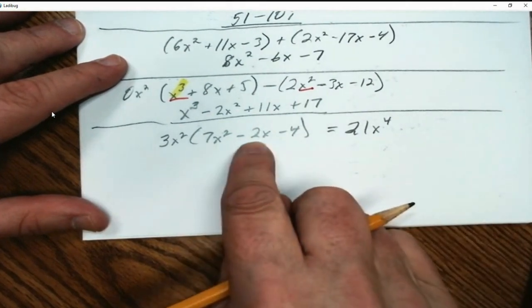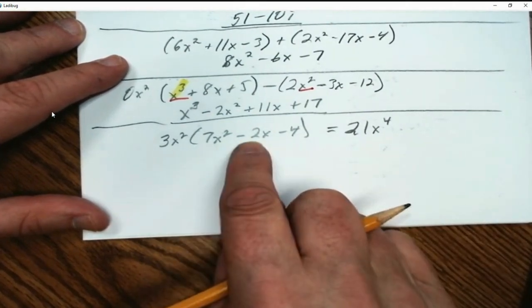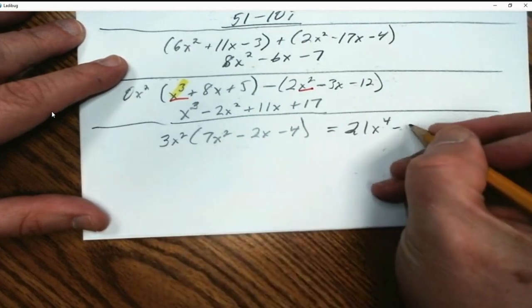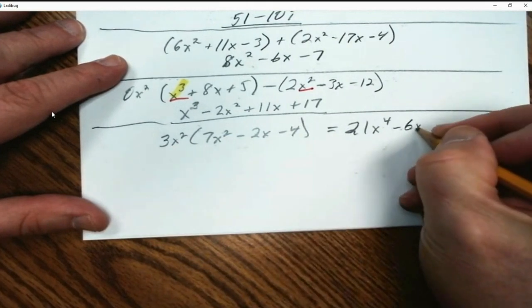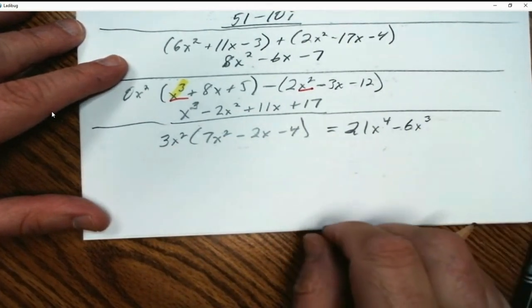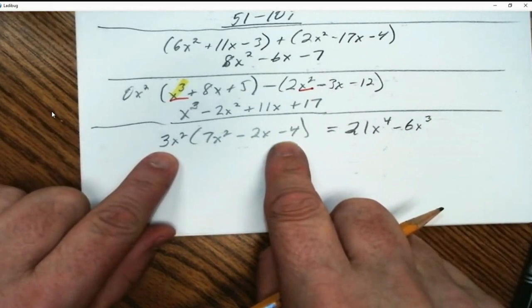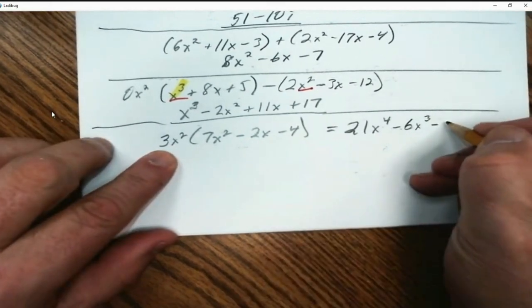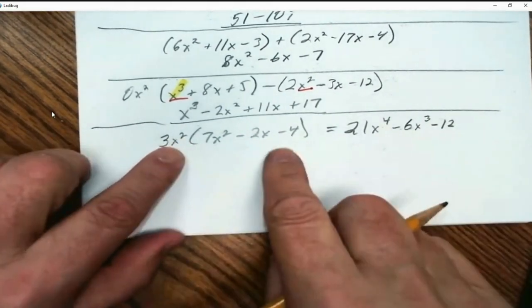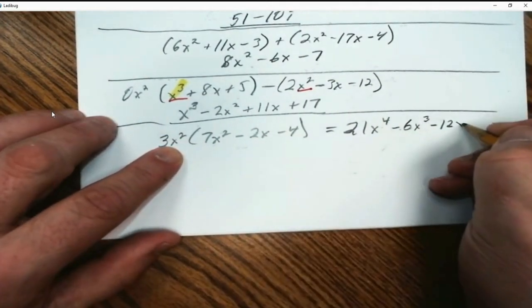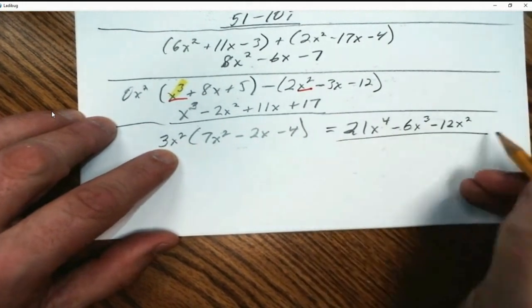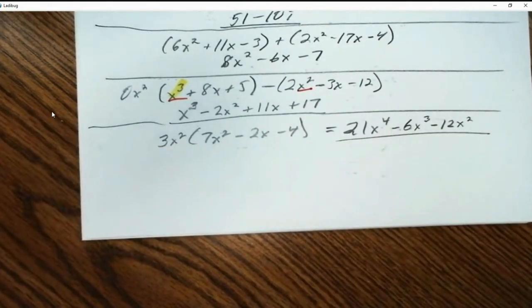Okay, now the next term, 3x squared times negative 2x. 3 times negative 2 is negative 6. X squared times x is x to the third. Now, our last term, 3 times negative 4 is negative 12. And x squared times 1 is just x squared. So there's our answer: 21x to the fourth minus 6x to the third minus 12x squared.